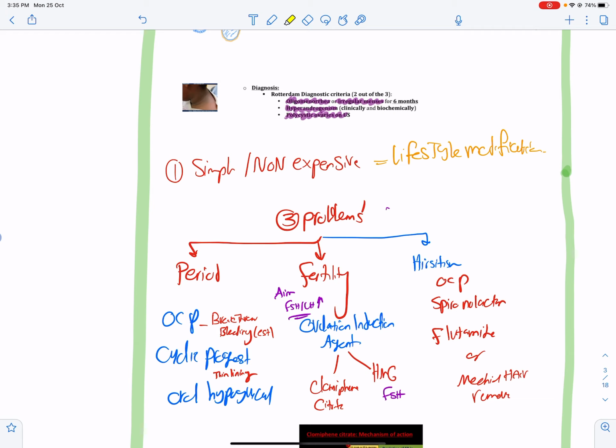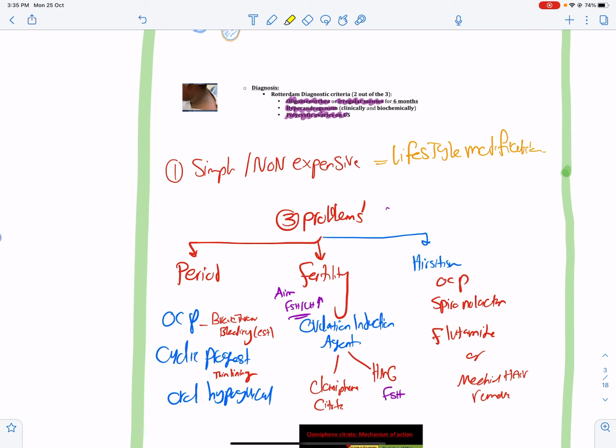Now the period usually will be irregular with oligomenorrhea, so you want something to regulate it or make it regular by giving OCP. Now OCP will act on LH and decrease LH and decrease the problems associated with the testosterone, and it will basically normalize the FSH and LH. The estrogen also. Now there is cyclic progesterone, just to decrease the risk of endometrial hyperplasia because they have unopposed estrogen. And then you have the hirsutism.